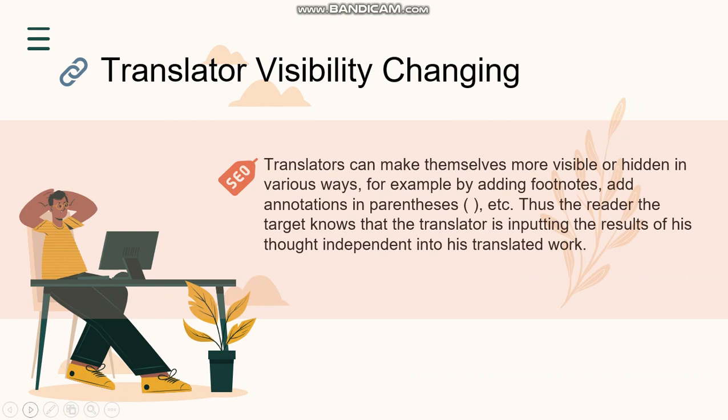Next, there is translator visibility changing. In this strategy, translators can make themselves more visible or more hidden in various ways, for example, by adding footnotes or adding annotations in parentheses. This strategy is done so that the reader or the target knows that the translator is inputting the result of his own thought into his translated text.